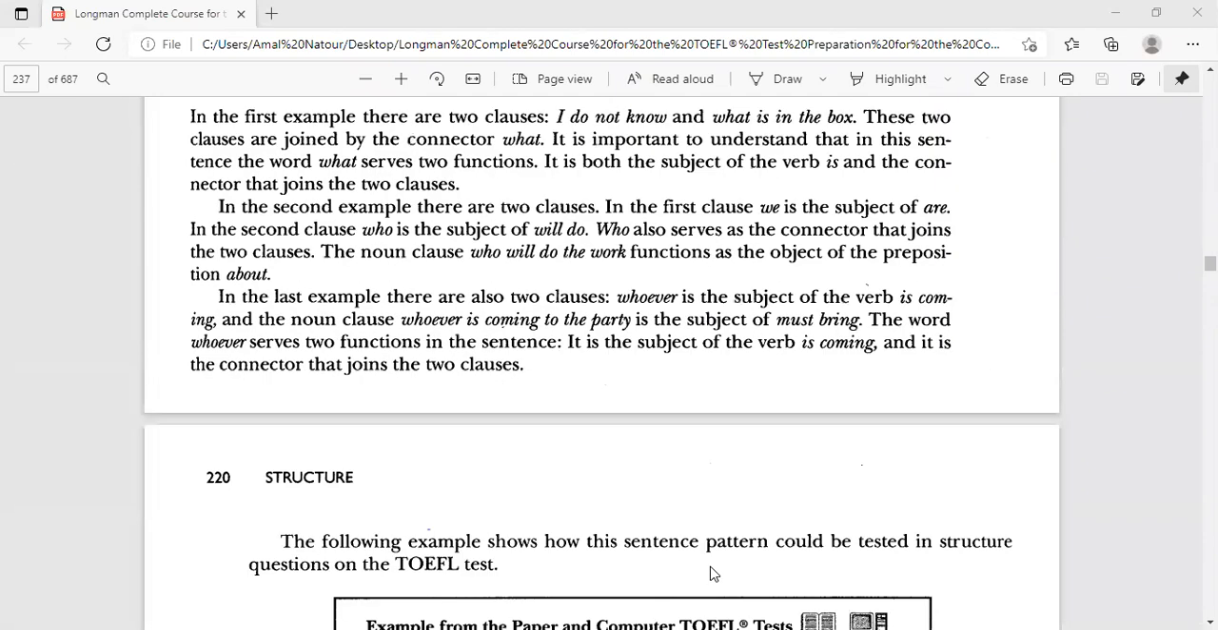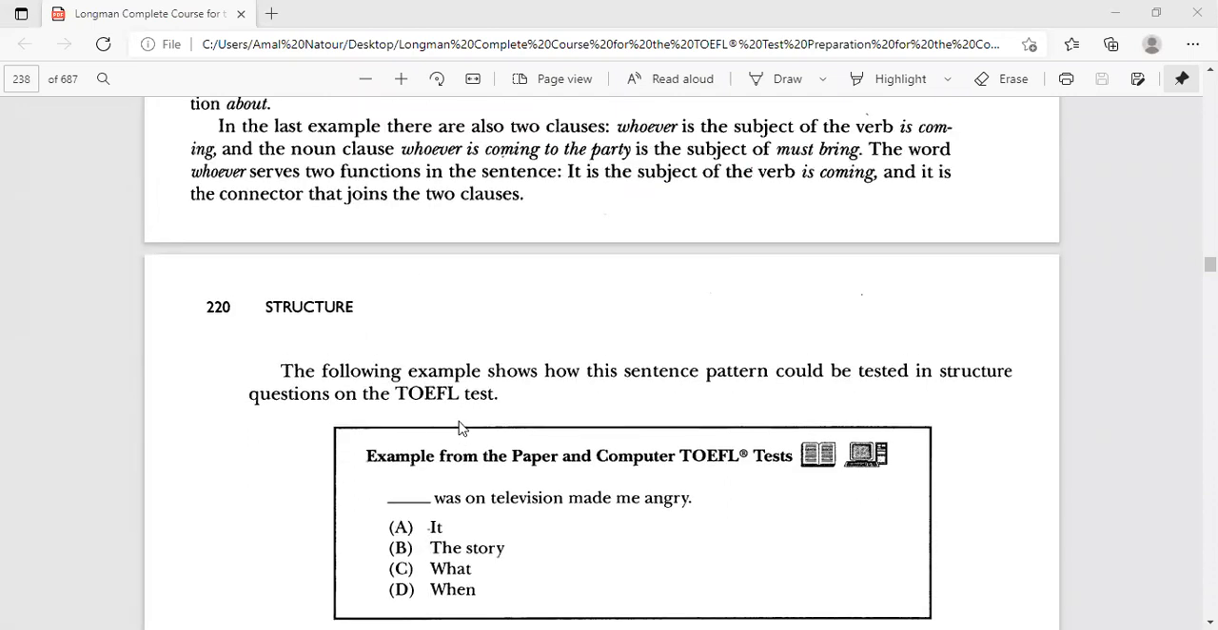If we look at this example, okay, was on TV made me angry. Here, how many verbs do we have? Was is a verb and made is a verb. If I look at this sentence, I need a subject and a connector, but in the multiple choice we do not have a separate subject and connector. Then we have to choose a connector that plays the role of a connector and a subject. So I look at these choices, which one fits?